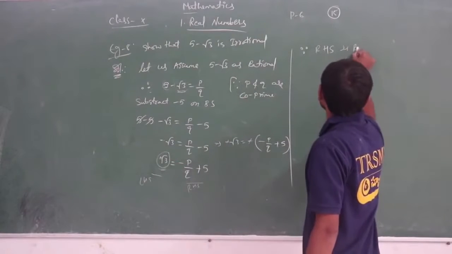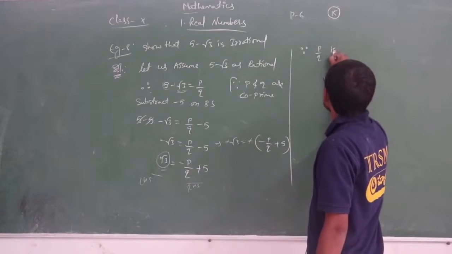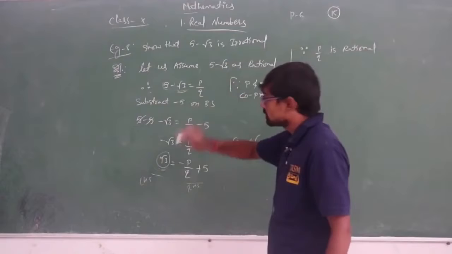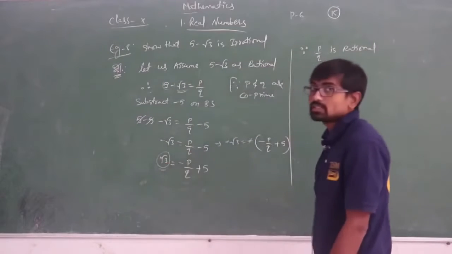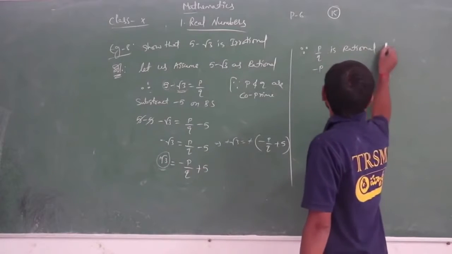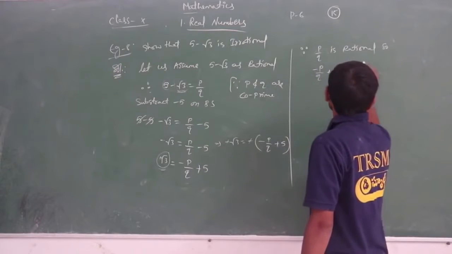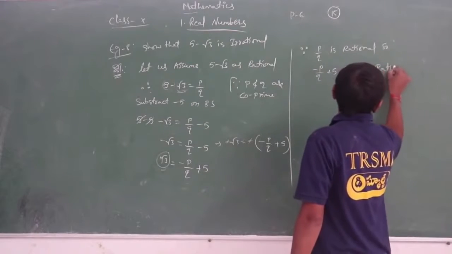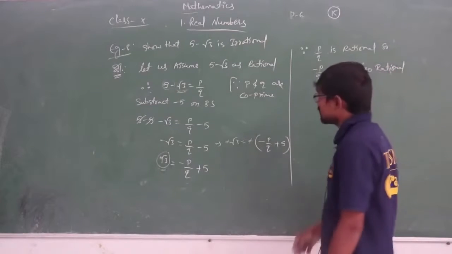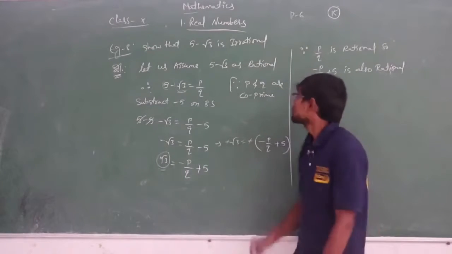RHS is rational, since P by Q is rational. We know P by Q is a rational, therefore minus P by Q plus 5 is also rational, isn't it? As P by Q is rational, this whole term is also rational.